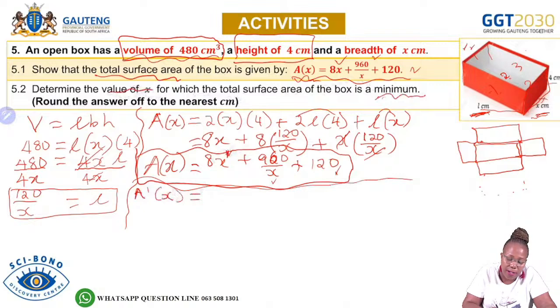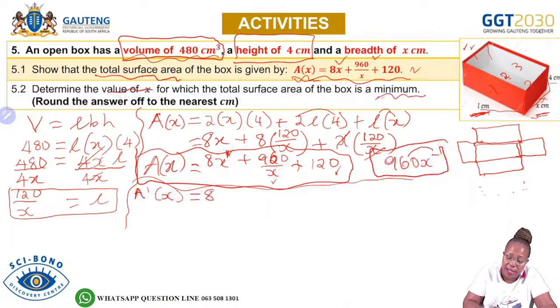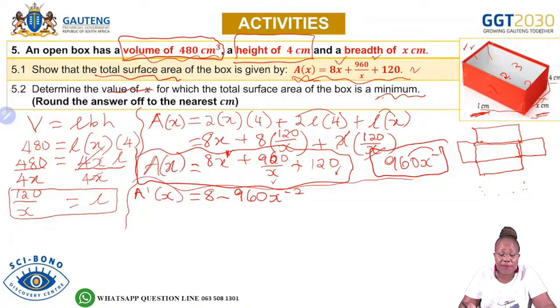If it is to the power 1, we take the coefficient 8. And then this 960 over x, remember it is actually 960x to the power minus 1. So if we are deriving that, that will be minus 1 times 960, that is minus 960, and then x to the power minus 2 there. And then 120 is a constant value, it gives us a derivative of 0. So now we let this equal to 0, the derivative of the area, because we are solving for x. And then this will be 8 minus 960 all over x squared.